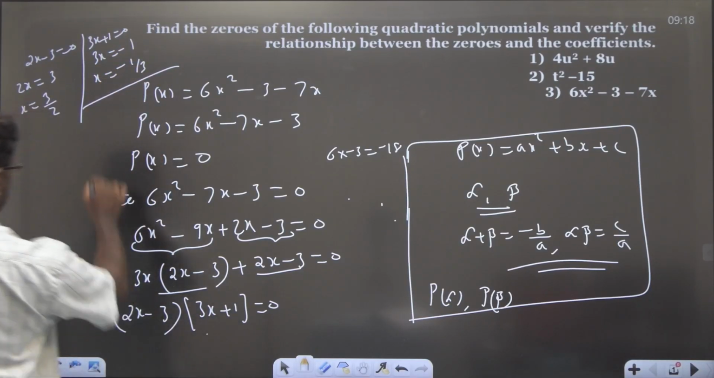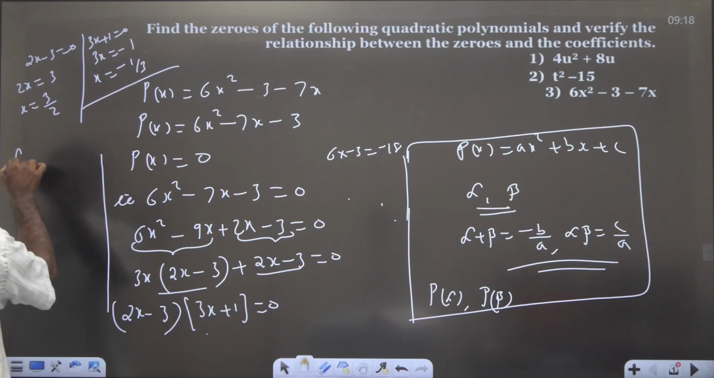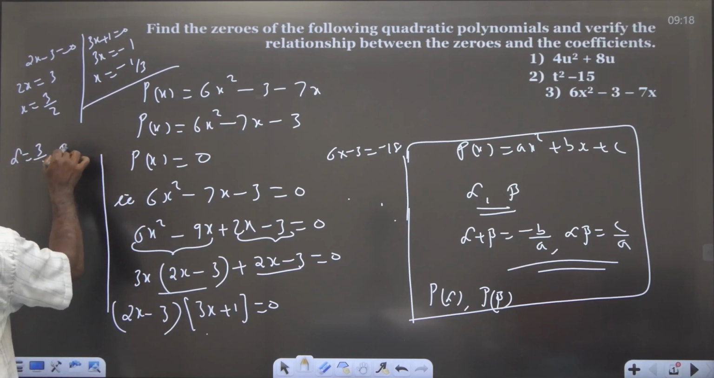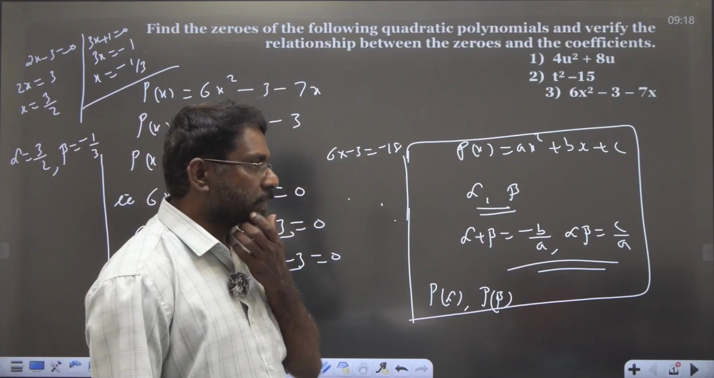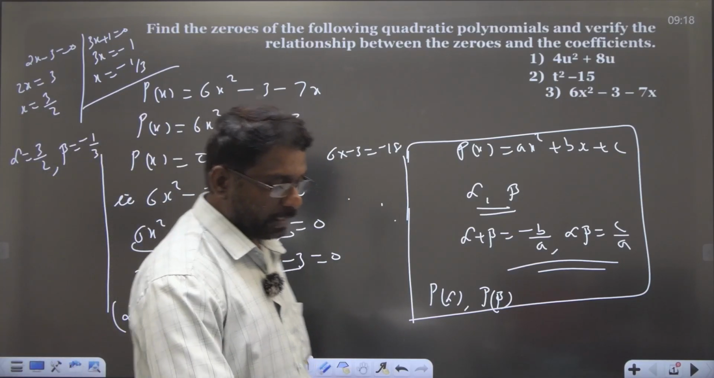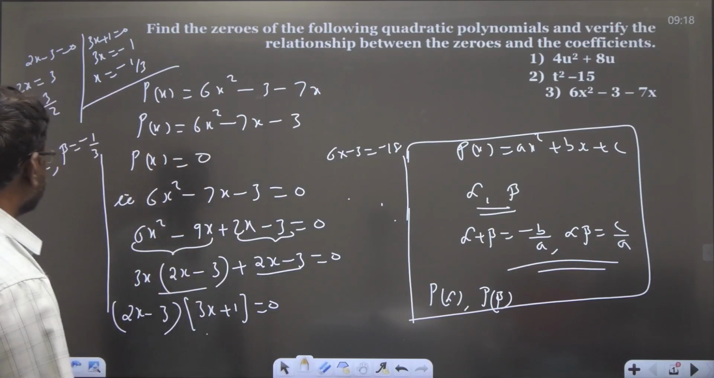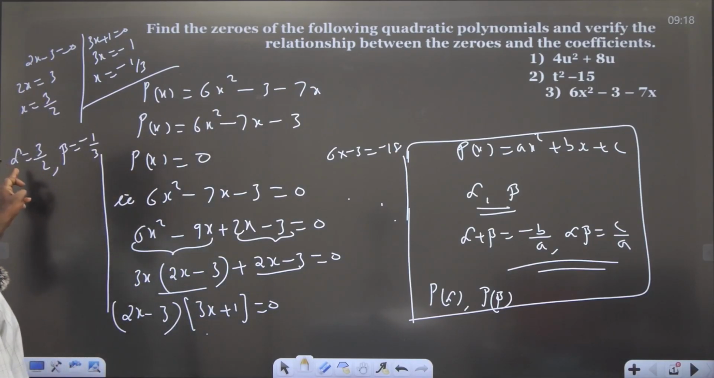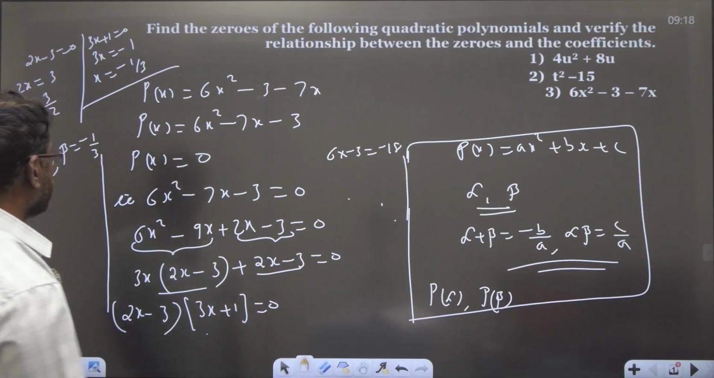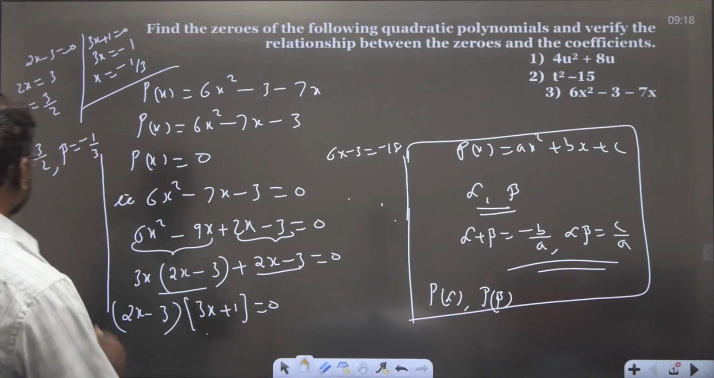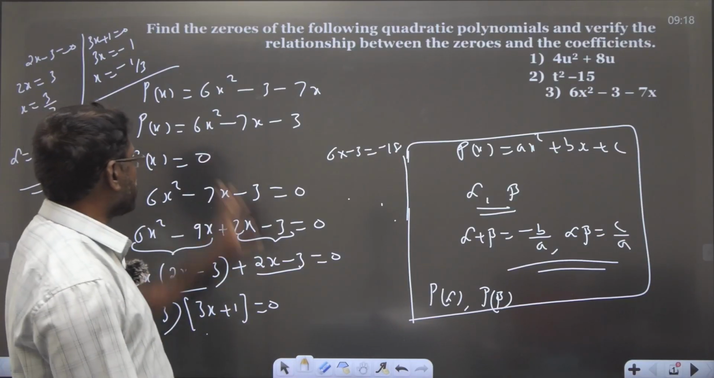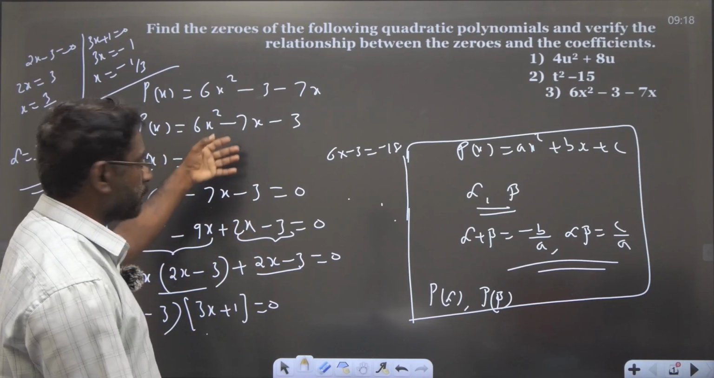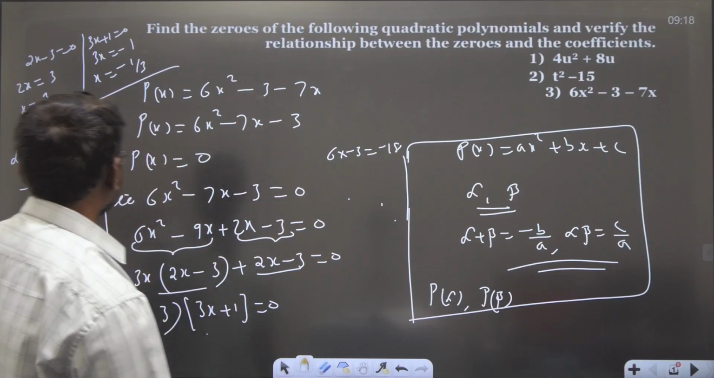So what are the zeros? Take alpha equal to 3 by 2 and beta equal to minus 1 by 3. These are the zeros of the polynomial: x equal to 3 by 2 or x equal to minus 1 by 3. We can call the first zero alpha, 3 by 2, and the second zero beta, minus 1 by 3. This is the method of finding zeros of the given polynomial. This is a very, very important problem.